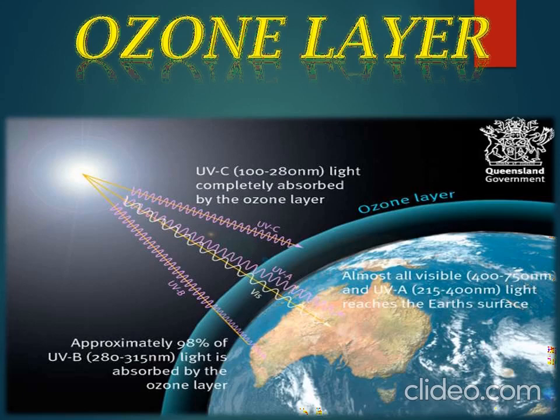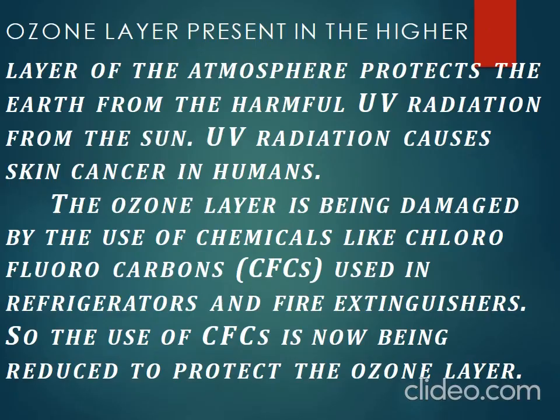And it protects us from which type of rays? That we know, UV rays, ultraviolet rays. So as you see in the figure, the sun is radiating ultraviolet rays, and this is the ozone layer which is protecting our earth. The ozone layer is commonly called the ozone blanket, and it is a shield. The thinning of the ozone layer is commonly called ozone depletion. This layer of the atmosphere protects us from UV radiation. UV radiation causes skin cancer in humans.